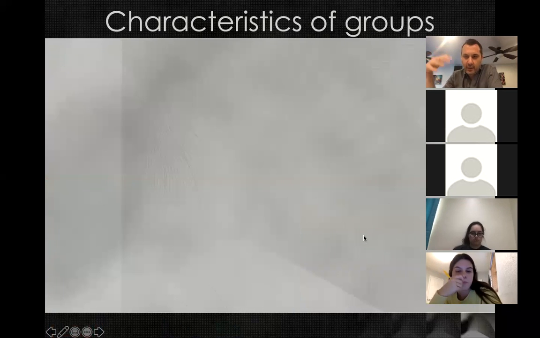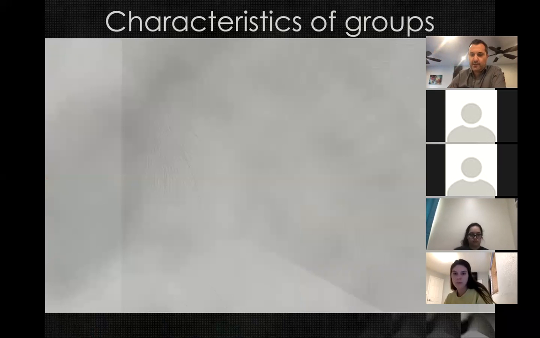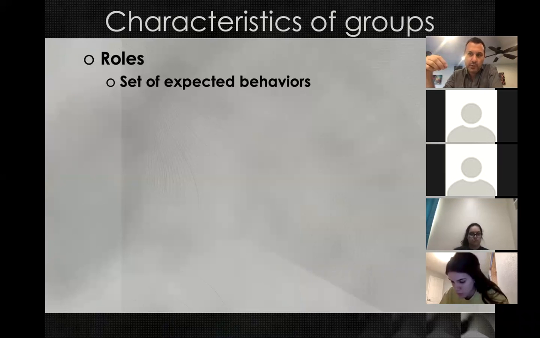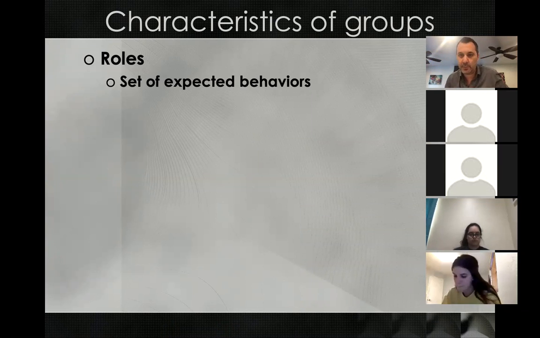Furthermore, there are certain characteristics of groups that matter in various respects in social psychology. And I want to give you some examples of that. So first off, within groups, people tend to take on different roles. And by roles, I mean there are different expected behaviors that different people in that group have.